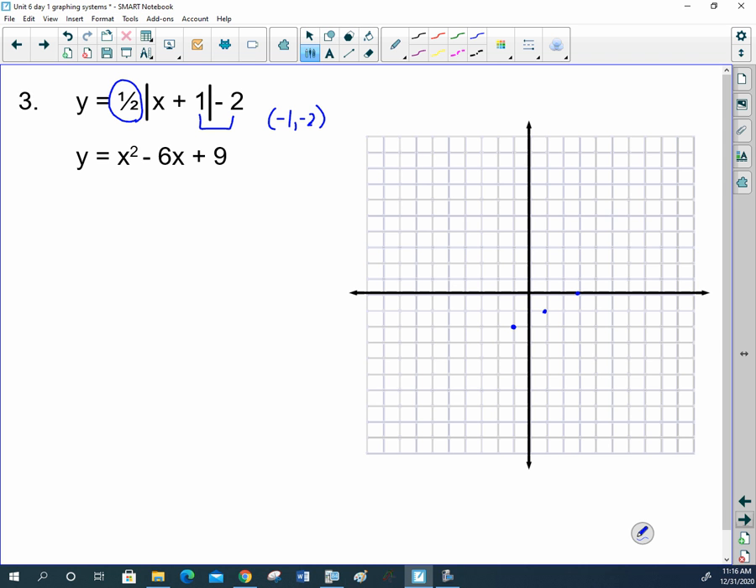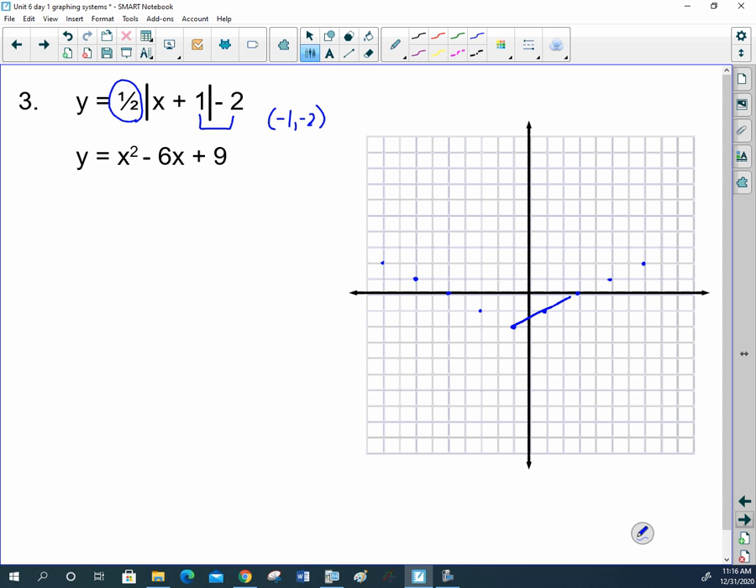And remember, I'm supposed to do a V shape, so don't draw a line. Absolute values are V shapes. So I'm going to go up 1, left 2, up 1, left 2 to make that symmetric V shape. I'm going to put as many points as I can, so that when I go to find the intersection, hopefully it'll be one of these points that I've graphed.